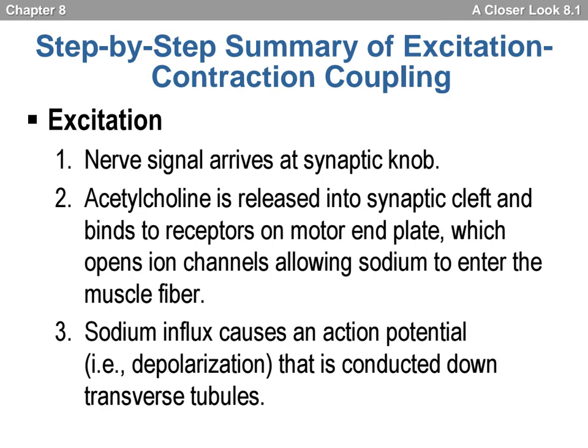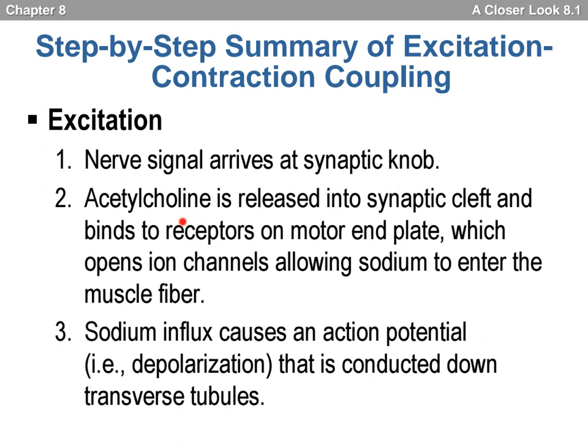So I'd like to talk a little bit about the excitation phase here. Again, the nerve signal arrives. This is the action potential, arrives at the synaptic knob, also called the synaptic bouton. Bouton means button in French, or axon terminal. Acetylcholine, which is a neurotransmitter, is released into the synaptic cleft, and it diffuses across and binds to receptors on the motor end plate, which is that specialized postsynaptic membrane on the muscle cell.